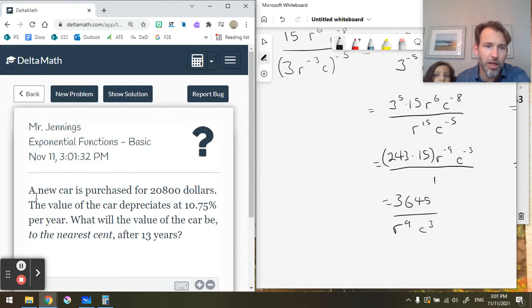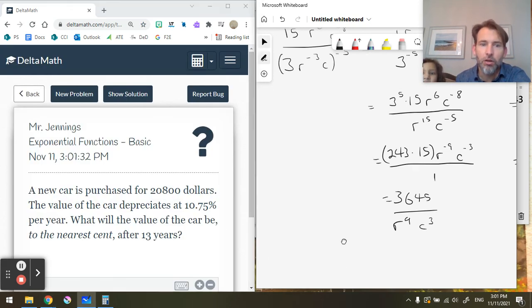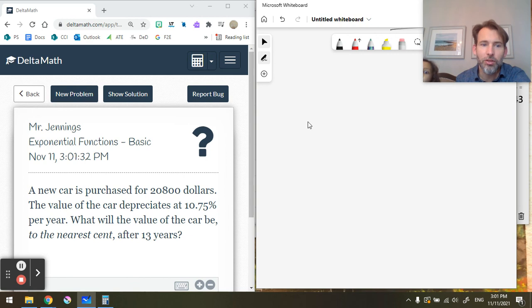Exponential functions basic. A new car is purchased for $20,800. The value of the car depreciates. Please keep your drinks away from the computer because that depreciates the value of this computer very quickly. Okay, the car is purchased. Is that price? So that's my initial value. I'm going to write this down.